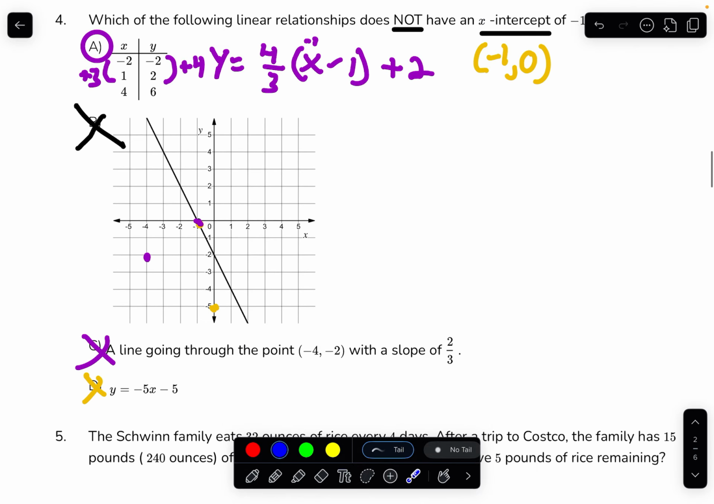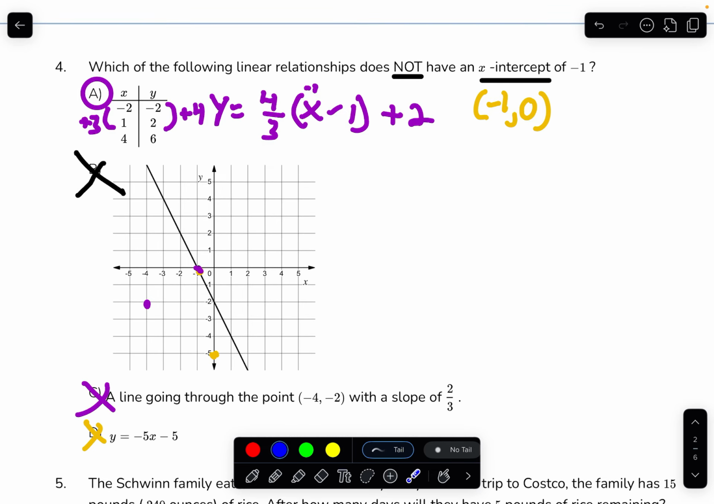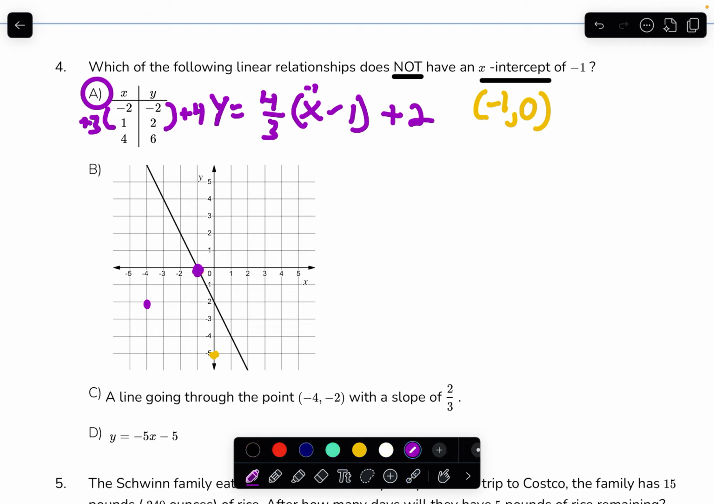Question 4 is where I got hung up, because they want to know which of the following linear relationships does not have an x-intercept of -1, which means which one of these does not have (-1, 0) as a solution. I saw that B was obviously wrong because the line physically goes through (-1, 0).